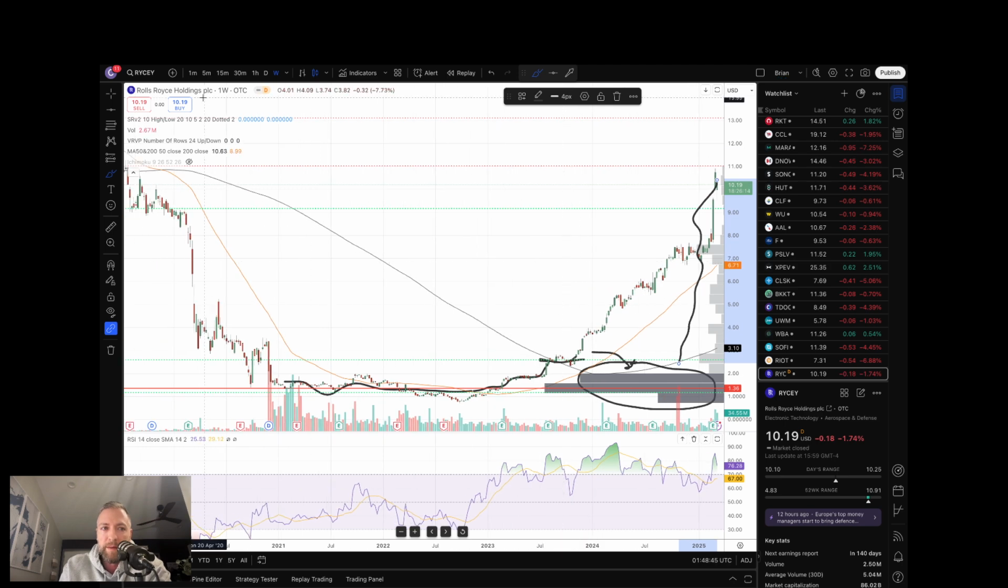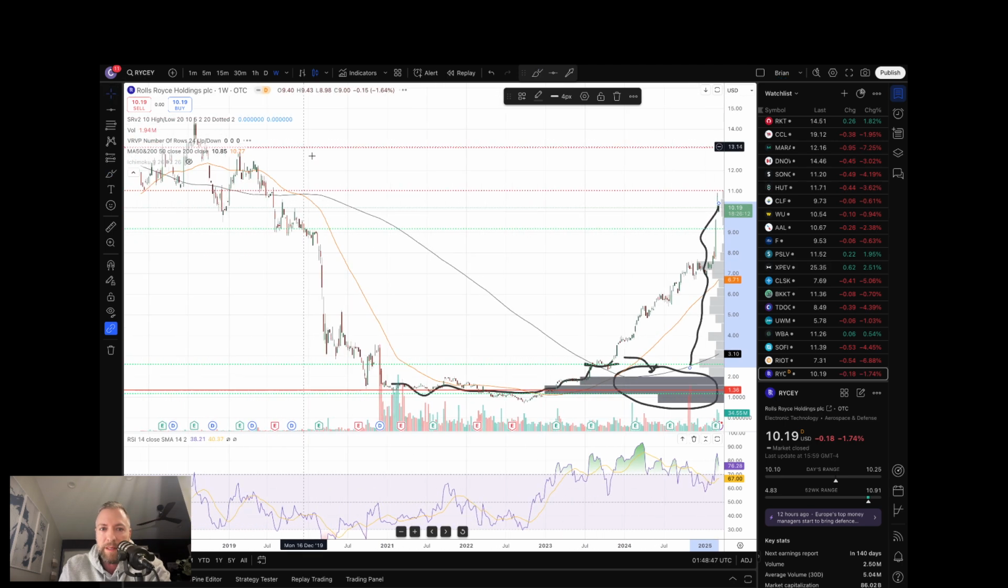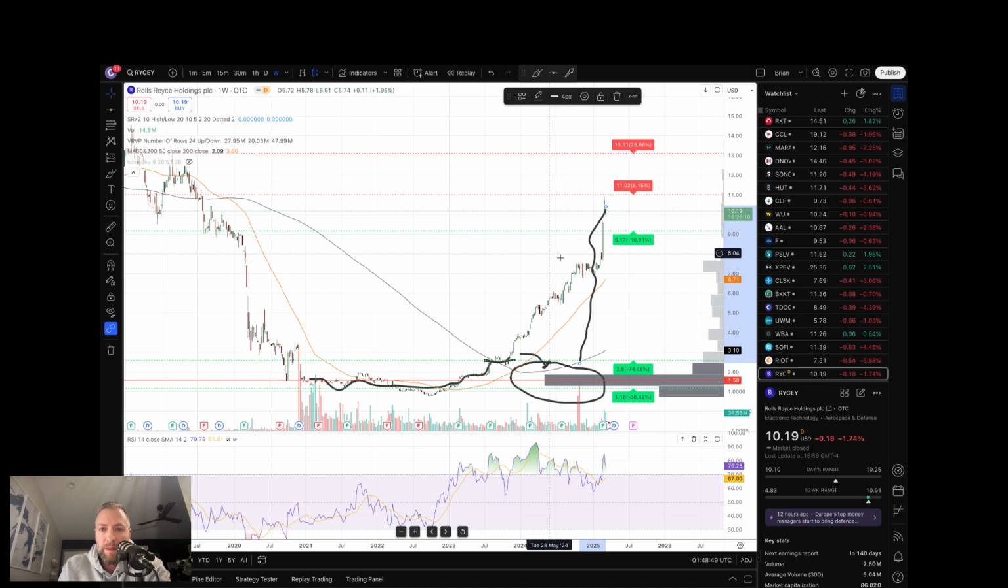You could see right here that the first resistance was $9.17 once it broke past this $2.60. So now it's hitting some resistance levels up here, $11.02. So that's a really good example of the volume profile working with the resistance.